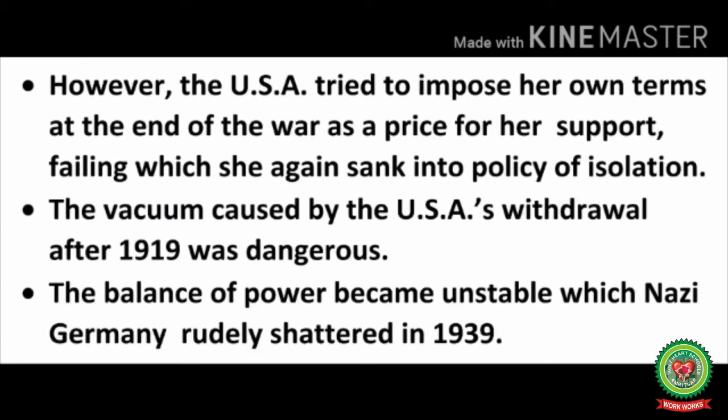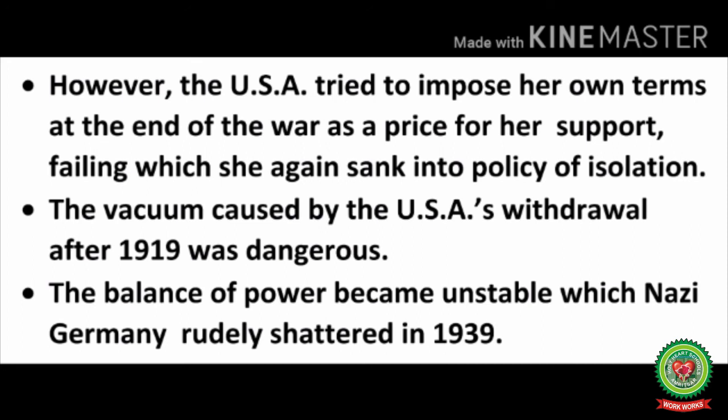However, the USA tried to impose her own terms at the end of the war as a price for her support to the Allied powers, failing which she again sank into a policy of isolation. The vacuum caused by the US's withdrawal after 1919 was dangerous for world peace. The balance of power became unstable, which Nazi Germany rudely shattered in 1939. The USA imposed some conditions, like Italy, who changed her side during the First World War, was not given anything from the First World War.